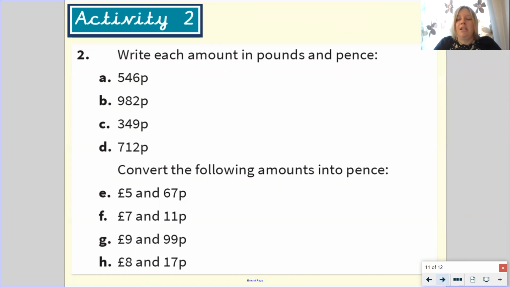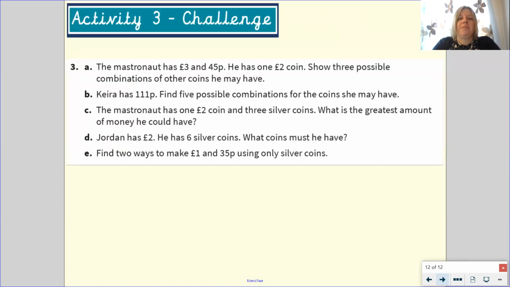And let's look at our challenge. For activity 3, for your challenge today, you have some problems to solve. You need to read the problem carefully. Remember to pick out the key information and work through the steps to help you to solve the problem.